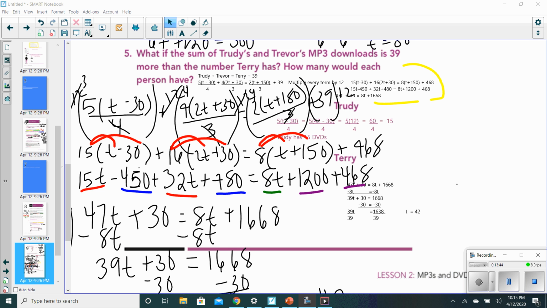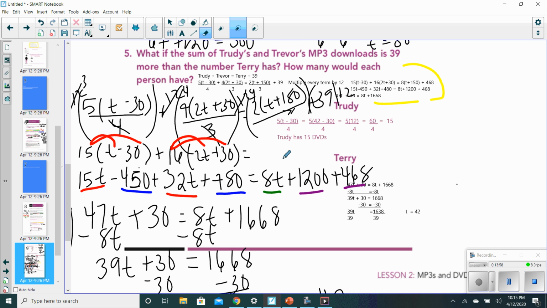So we have t equaling 42. So that means we actually need to plug in the number of t into each of our different equations. So I'm just going to erase this little bit of work here over Trudy so you can see what we chose to do. So working with Trudy's equation again, just because that's who we've been working with this entire time, all you're going to do is take her original equation, the 5 times t minus 30 divided by 4, and you're going to plug in 42.